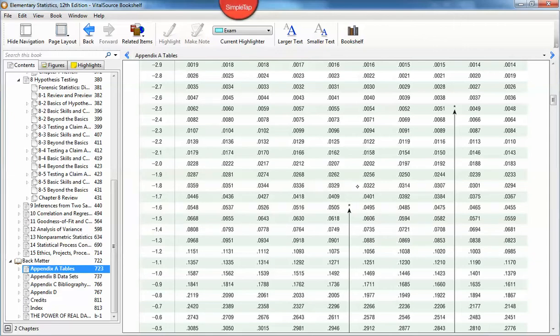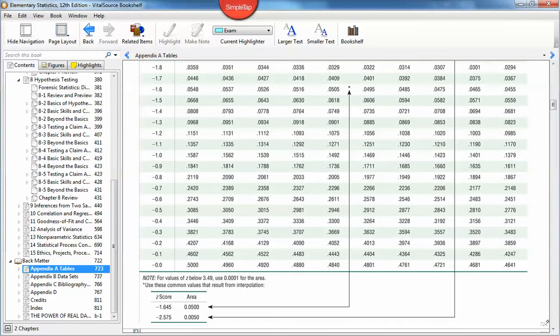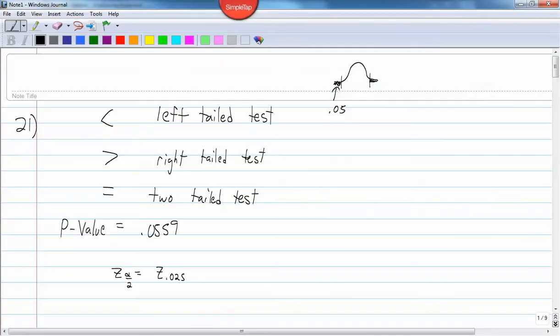Get as close to 0.05 as possible. There's 0.0505, there's 0.0495, and there's a star right there. There's a star there because that is a common value. Look, the common value is negative 1.645. So our critical value is negative 1.645.